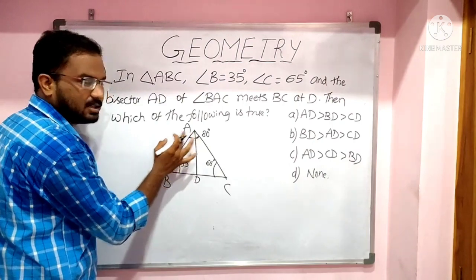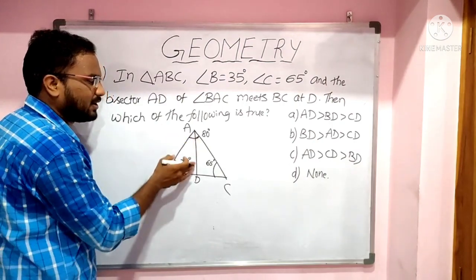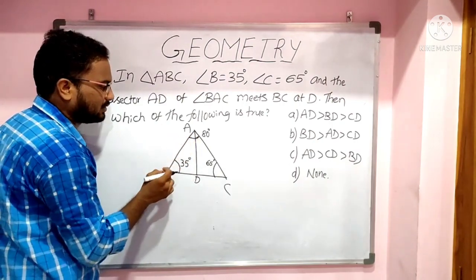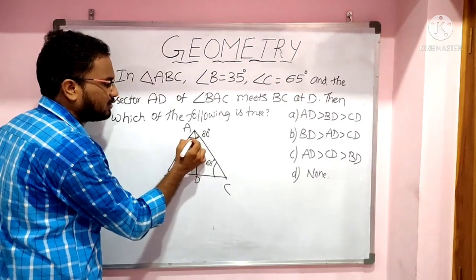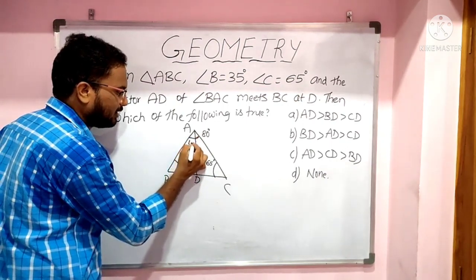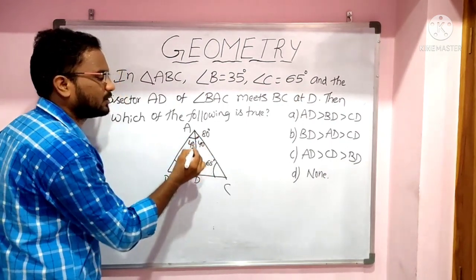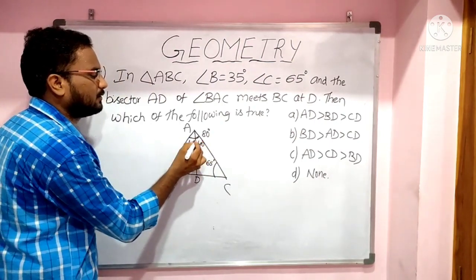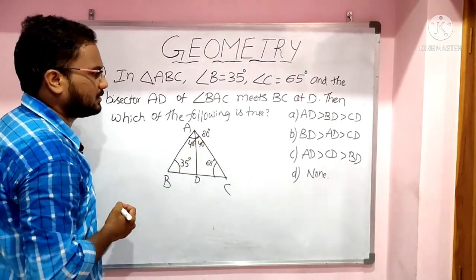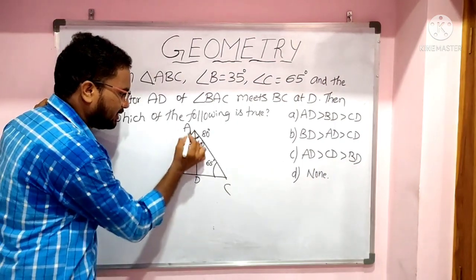This total angle is 80 degrees. Angle bisector means it divides the given angle into two equal halves. So if total is 80, then this will be 40 and this will be 40. Okay, this is 40 degrees and this is 40 degrees. Okay. Now this is a triangle.